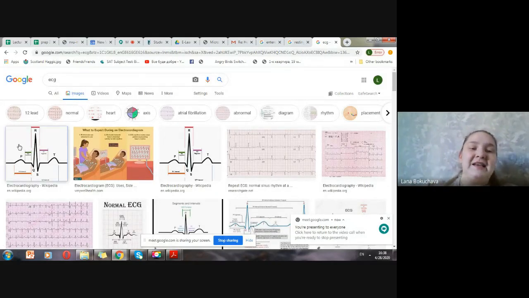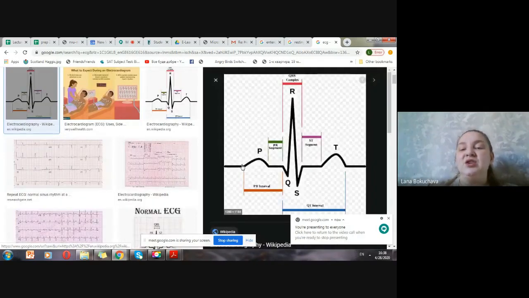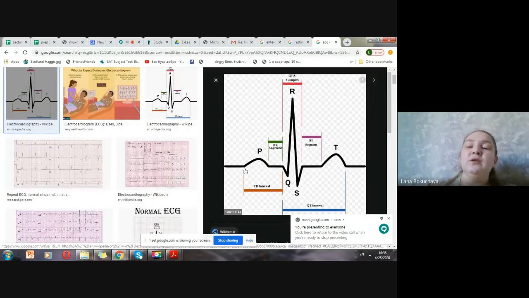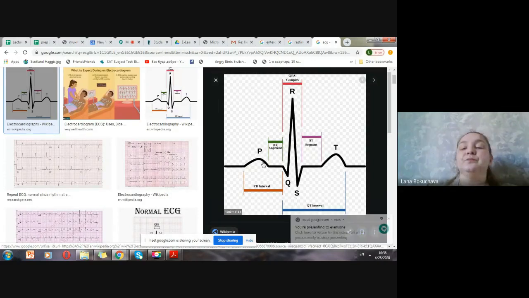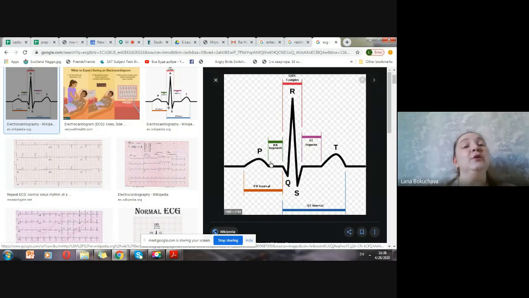This is one of the classical representations of the EKG or ECG, where you see the P wave, the QRS complex and the T wave. You know what this is? The P wave is the depolarization of the atria, and after that we have a contraction of the atria. Then we have a little delay, and then the depolarization of the ventricles, the QRS complex. And then we have the repolarization of the ventricles here.